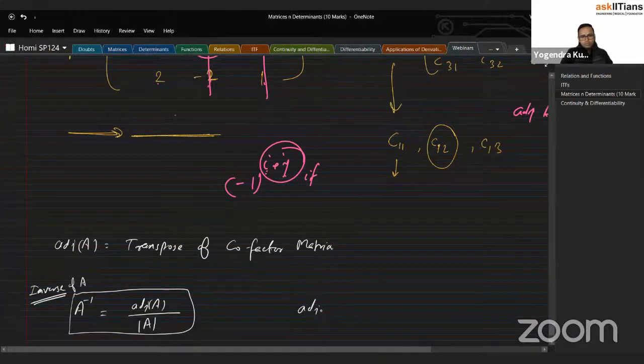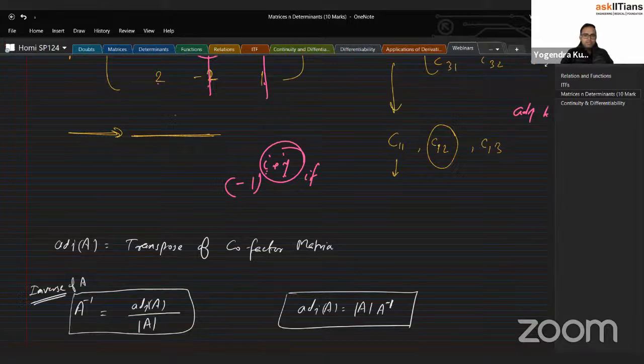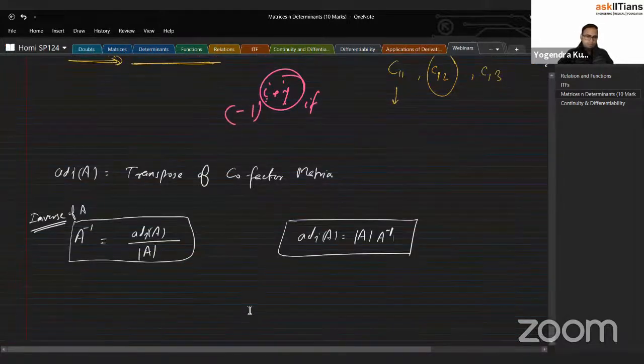Now you can remember this property also. Adjoint of A will be determinant of A into A inverse. You can remember it like this also. The determinant is some scalar value, right? So like that I can write it down. Correct, everyone? This is what we are getting, right? So everyone can do it, inverse we can find easily.